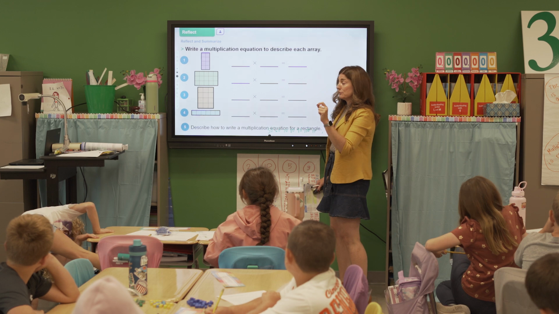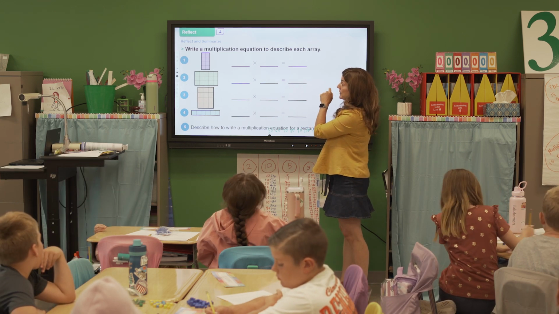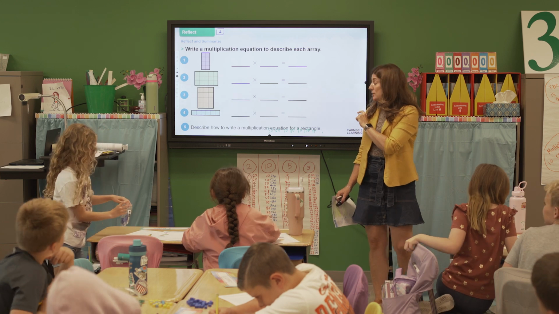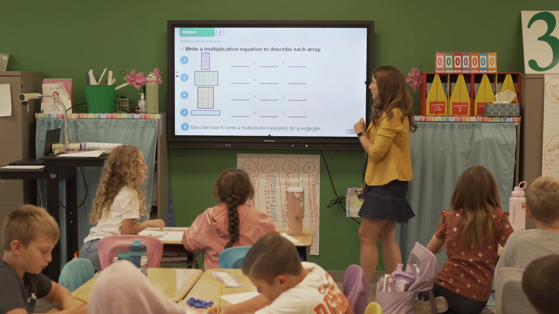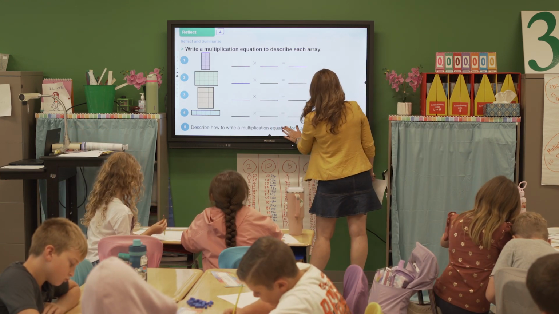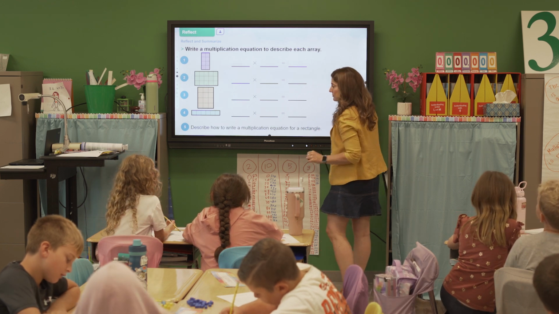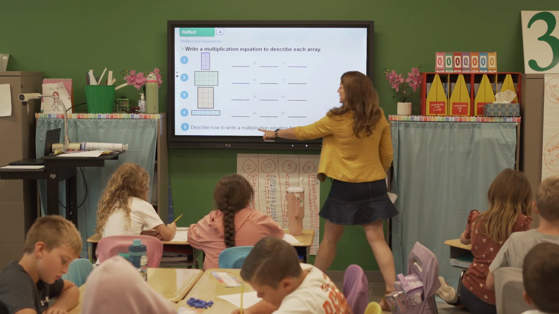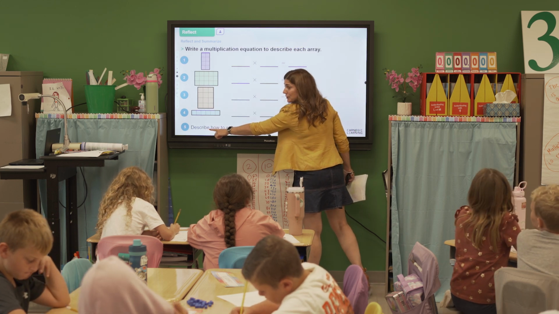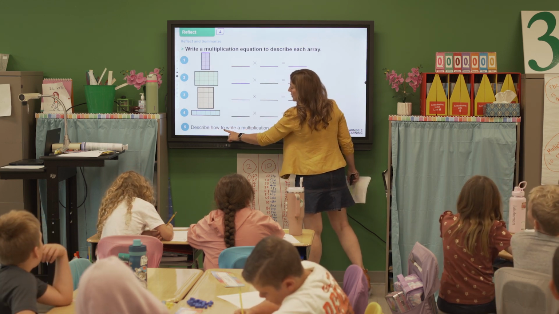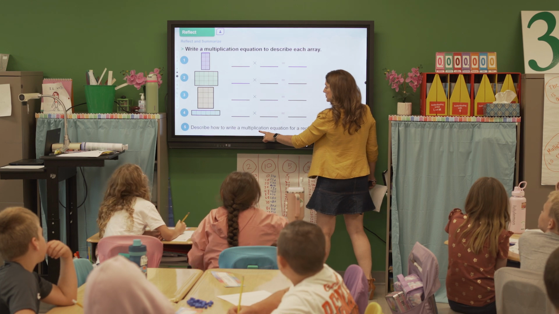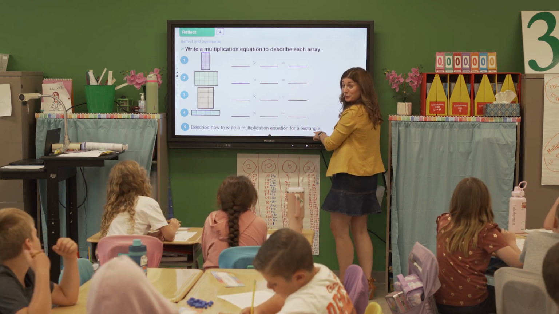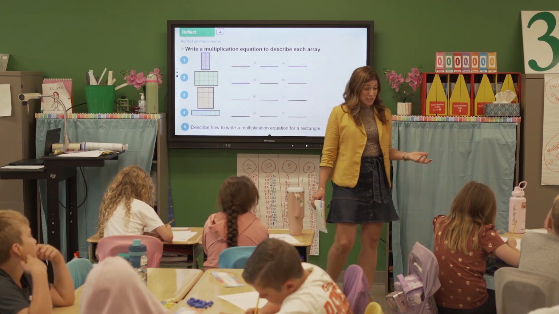By yourself, you are going to write a multiplication equation to describe each of the arrays, just like we already did. Okay, you are also going to look at the last part, number 5. Read it with me. Describe how to write a multiplication equation for a rectangle, which is basically the arrays we just built.